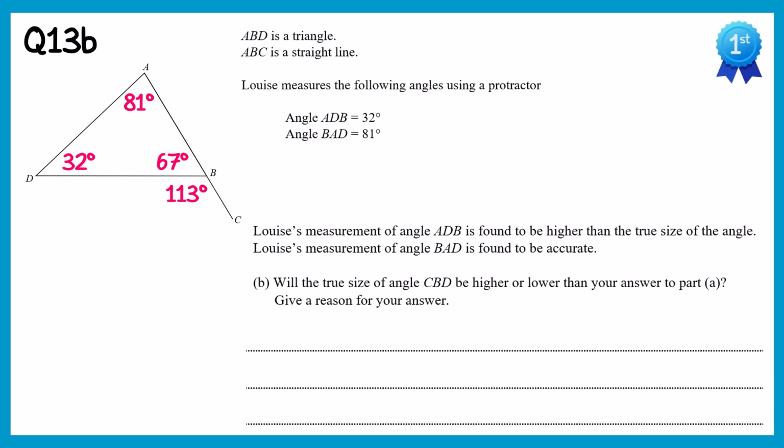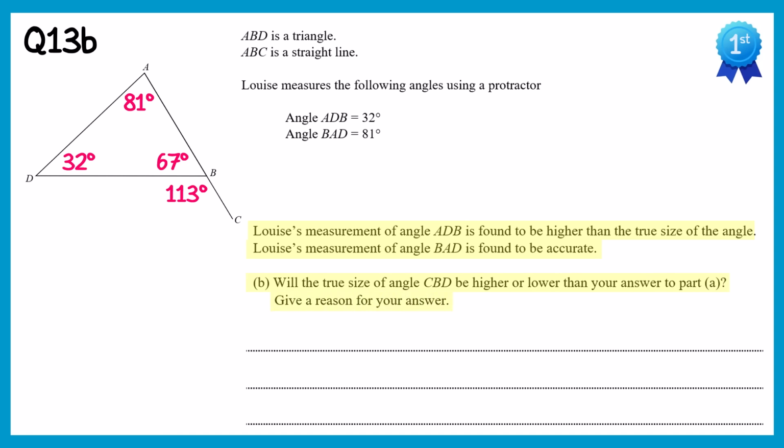In part B of the question, we find out that one of Louise's measurements, angle ADB, was actually higher than the true size for the angle, but angle BAD was found to be accurate. We need to decide whether the true size of angle CBD is higher or lower than the answer that we got in part A, and give a reason for the answer.